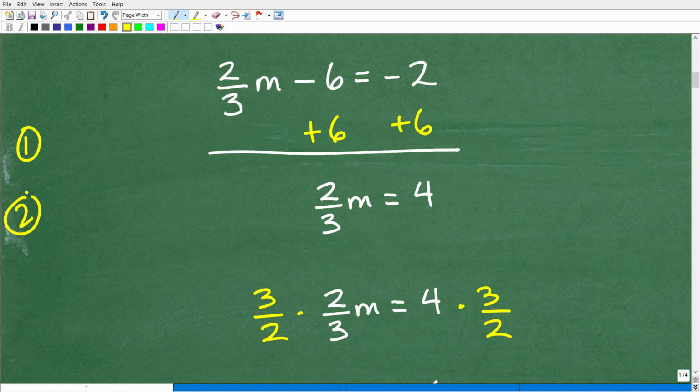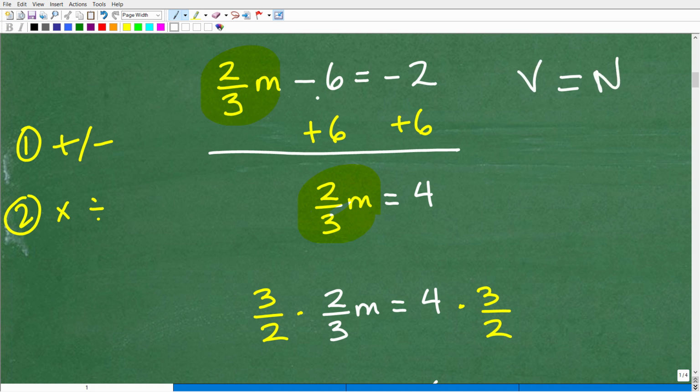So step number 1, we're going to add or subtract something. And then step number 2, we're going to multiply or divide something. Okay, so again, two-step equations. So the first thing I want to do is I want to get this variable term all by itself on the left-hand side. And I can do that, but I got to get rid of this number on the left-hand side. Remember, I want all my variables on the left and all my numbers on the right.